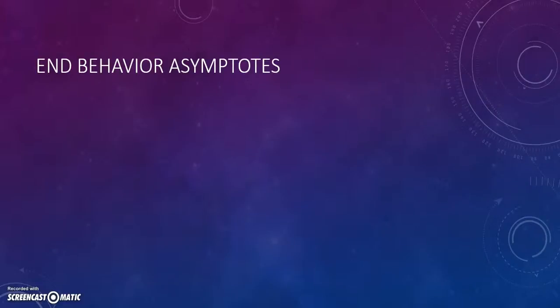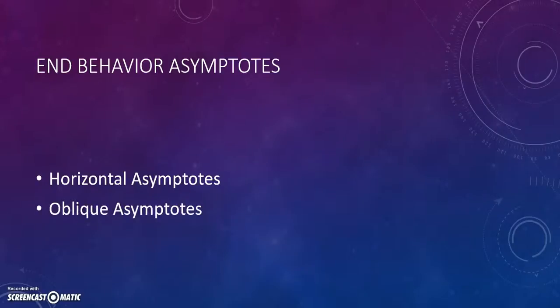Now let's look at end-behavior asymptotes. End-behavior asymptotes, as you can probably guess, are asymptotes that define the end behavior of a function. There are two types that we will be discussing, horizontal and oblique. Horizontal asymptotes. Horizontal asymptotes can be found by observing the relationship of the degree of the numerator and the denominator.